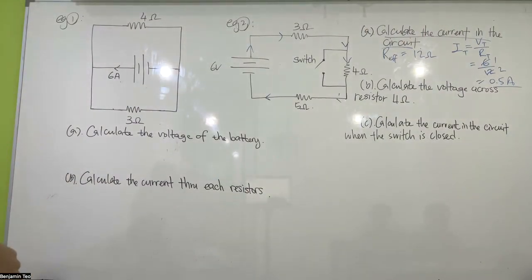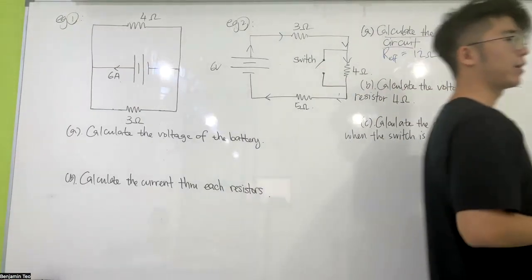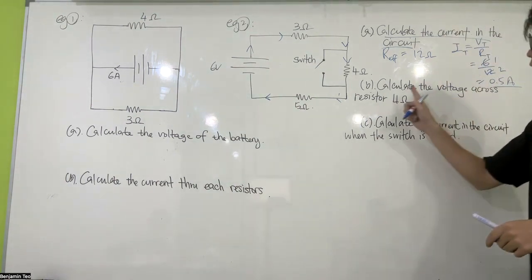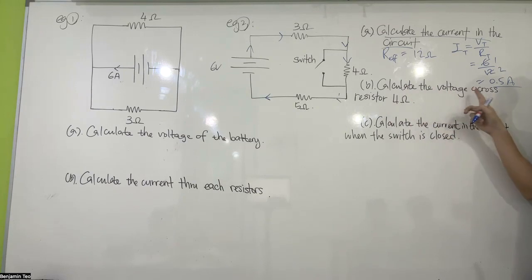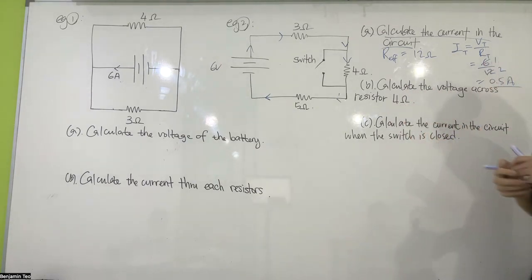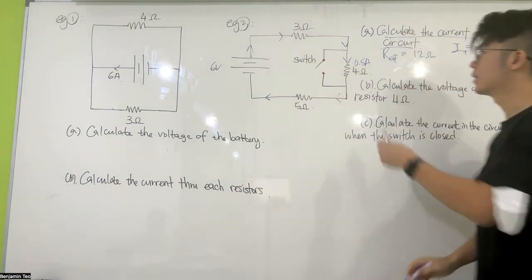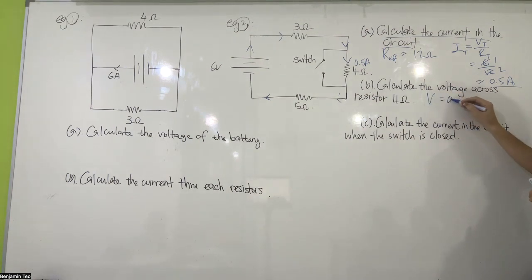So 0.5 amps. Did you get it? Calculate the voltage across the 4 ohm resistor. You got already this one is 0.5 amps, same everywhere, right? So the voltage across the 4 ohm is 0.5 times 4 ohm. That's it. 2 volts.